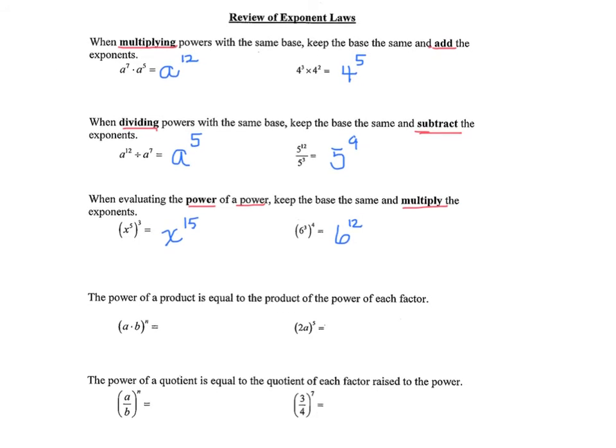Okay, the next exponent law deals with the power of a product. So in each of these cases, within the bracket, we have a product. In the first case, we have the product of two variables, a and b. And in the second, we have the product 2a, as in 2 times a. So when we have an exponent on the outside of a bracket where what's inside the bracket is a product of two or more things, we need to apply that exponent to both parts of the bracket. So this would be the same as a to the exponent n times b to the exponent n.